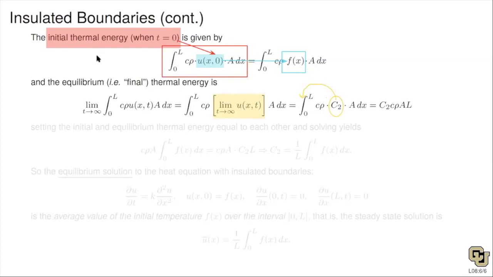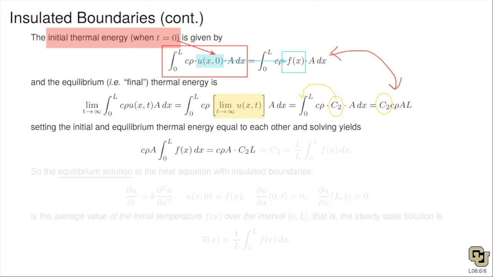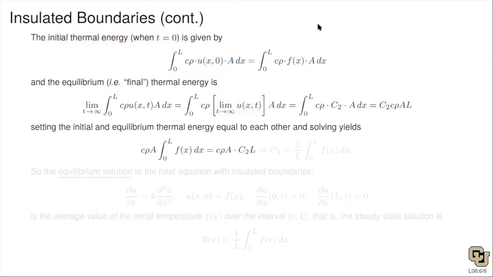So don't forget what we're trying to do here. I'm trying to find C2. C2 is unknown. So now I can equate the initial temperature and the final temperature. That's what the analysis on the previous slide told us, that we can equate the initial thermal energy and the final thermal energy. And again, don't forget what we're trying to do. I'm trying to find C2.